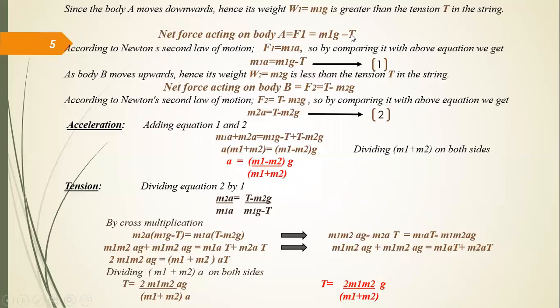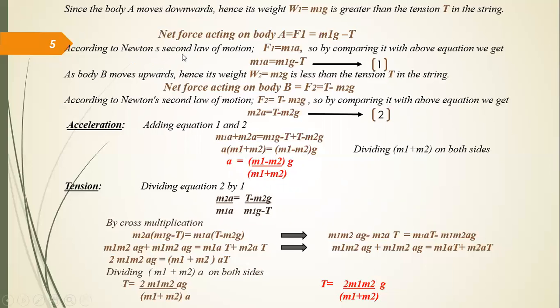Here tension is considered as negative. Why? Because tension is less than the weight. The weight is not balanced by the tension, and tension is not enough. Tension is much smaller than the weight. That is why we can consider tension as negative. The smaller force will be considered negative.